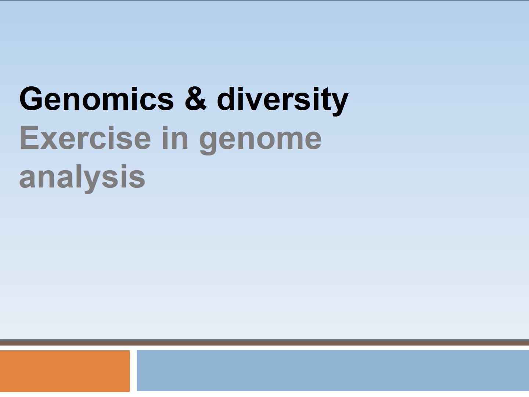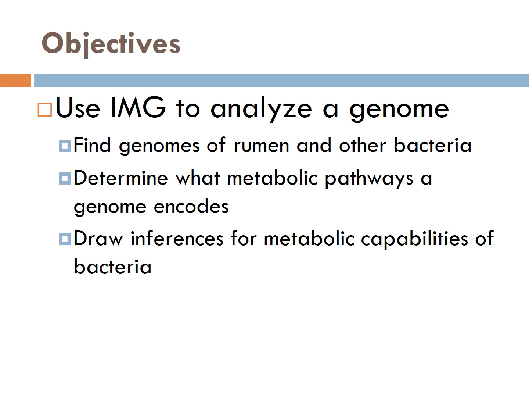This lecture continues our series in Genomics and Diversity. Today, we'll do the exercise in genome analysis that we referred to in the last lecture. By the end of this lecture, you should be able to use IMG to analyze a genome. You should be able to find genomes of rumen and other bacteria, determine what metabolic pathways a genome encodes, and make inferences for the metabolic capabilities of bacteria.